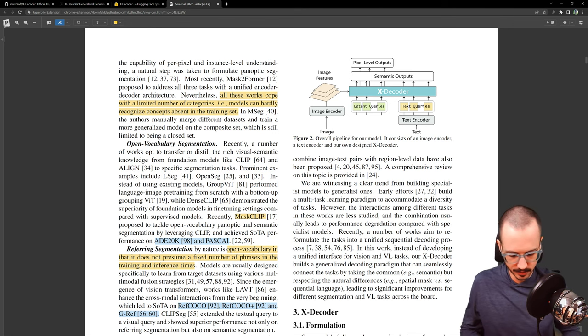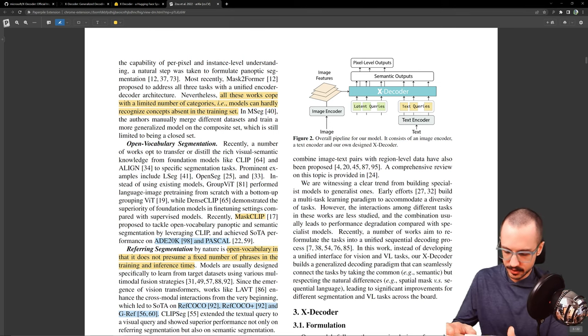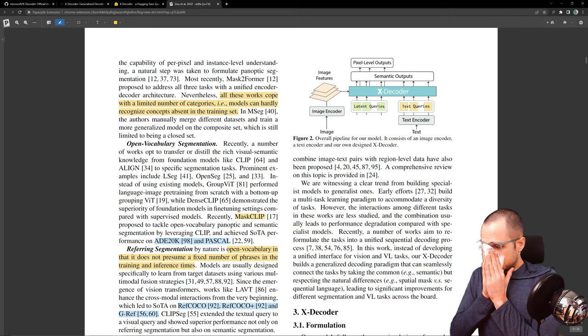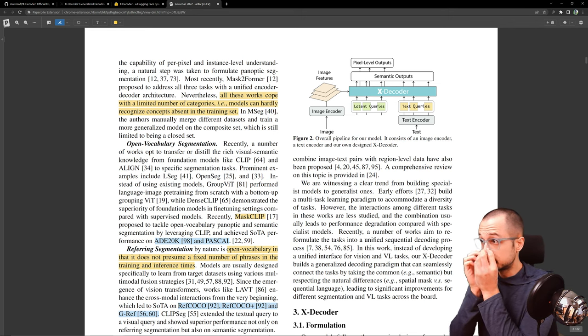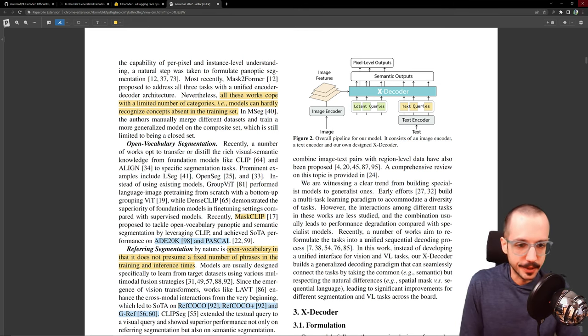I should not be sniffling on a stream. That's why I have this tissue here. Although it's not actually tissues, it's toilet paper. Okay.